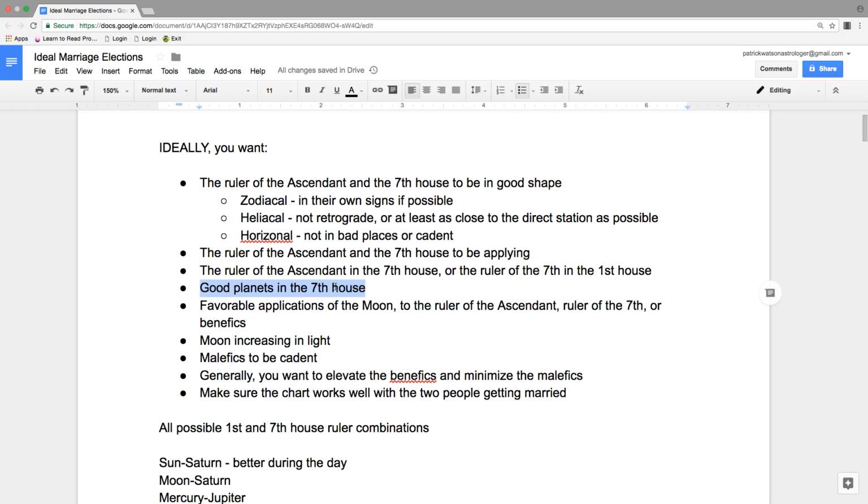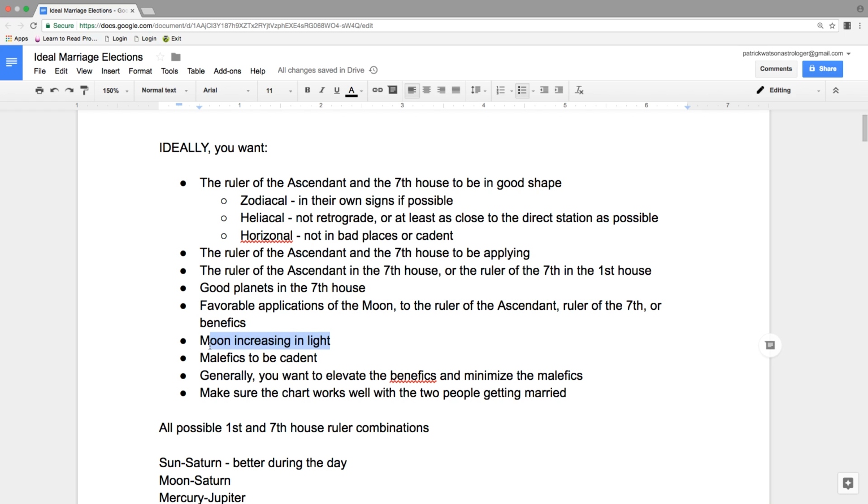The other thing that's really important in any election are favorable applications of the moon. Preferably, you'd want it to be forming an aspect to the ruler of the ascendant, the ruler of the 7th, or benefics. And hopefully they're the same thing, but sometimes they're not. So when the moon is applying to benefics, I typically don't discriminate on the basis of whether the aspect is a hard or soft aspect. I think if the moon is forming an aspect to a benefic, then that's better than having it form an aspect with a malefic.